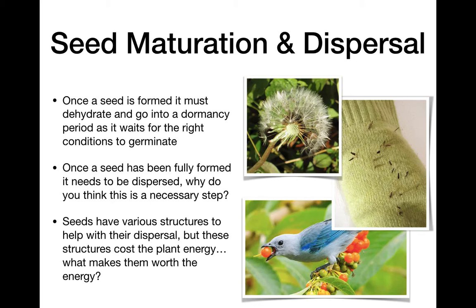Now, seeds have evolved various ways to disperse themselves, and these all cost the plant energy. So, why is a plant spending energy making these kinds of structures to allow the seeds to disperse, like making little hooks to have them hook onto animal fur or socks, wind dispersal, things like on a dandelion, or fruit that causes a bird to eat them and then poop the seeds out inside the fruit in a new place? Why is that worth the energy?